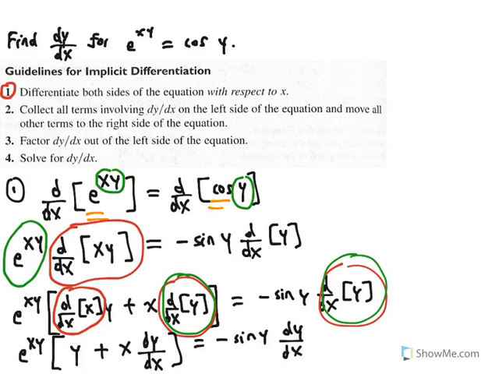So we have done step 1. We have differentiated both sides of the equation with respect to x. Now we go on to step 2. Collect all terms involving dy dx on the left side of the equation and move all other terms to the right side of the equation. And then after that, we go on to step 3, factor dy dx out of the left side of the equation, and finally solve for dy dx.